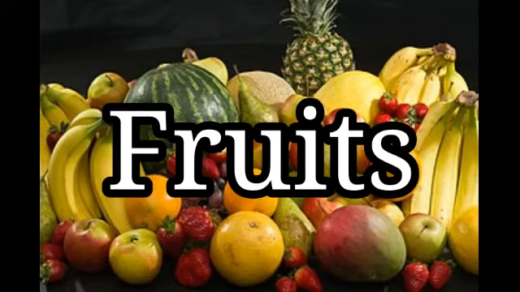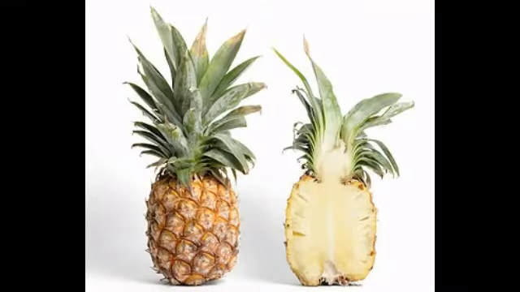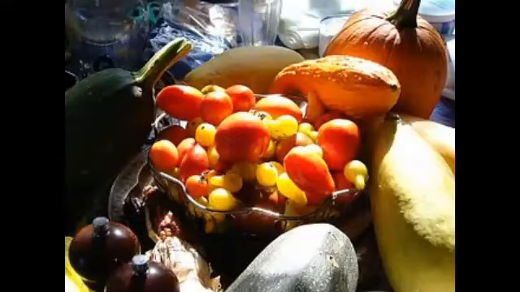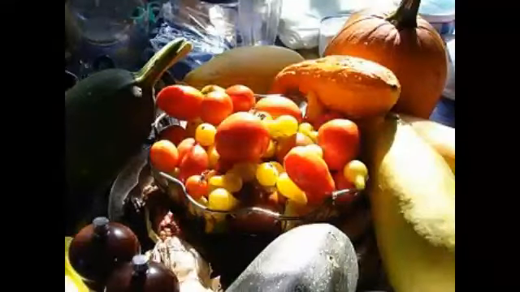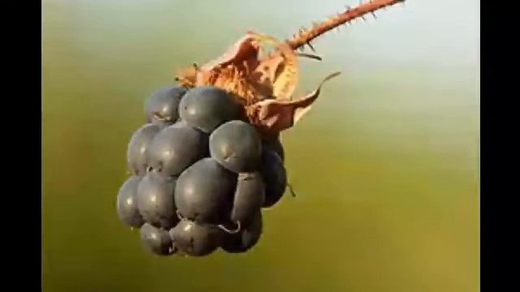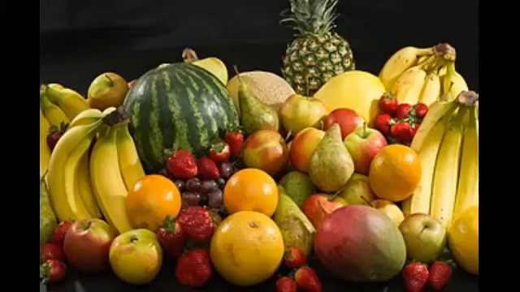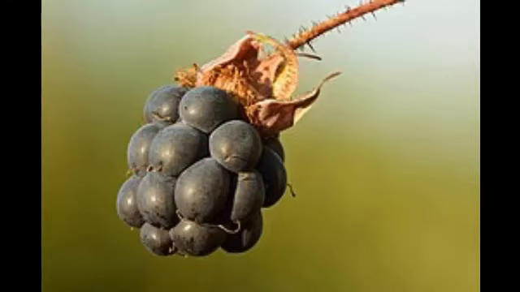Next one, fruits. Fruits are the fleshy part of a plant. Different plants have different kinds of fruit. We eat many kinds of fruit.